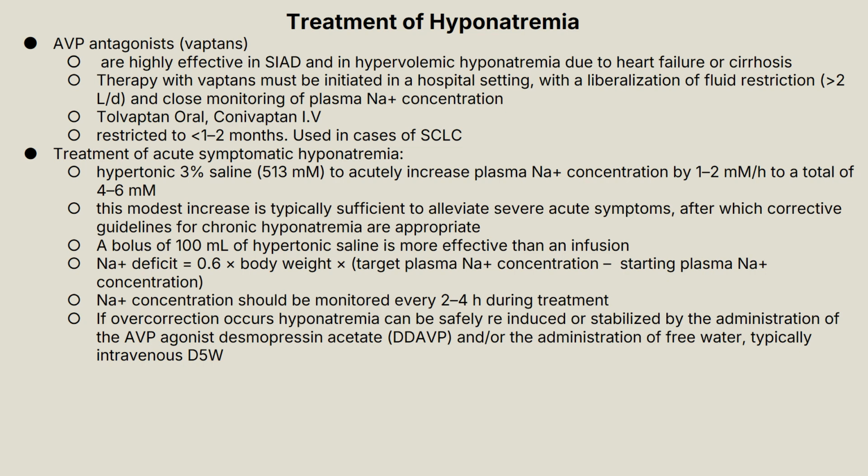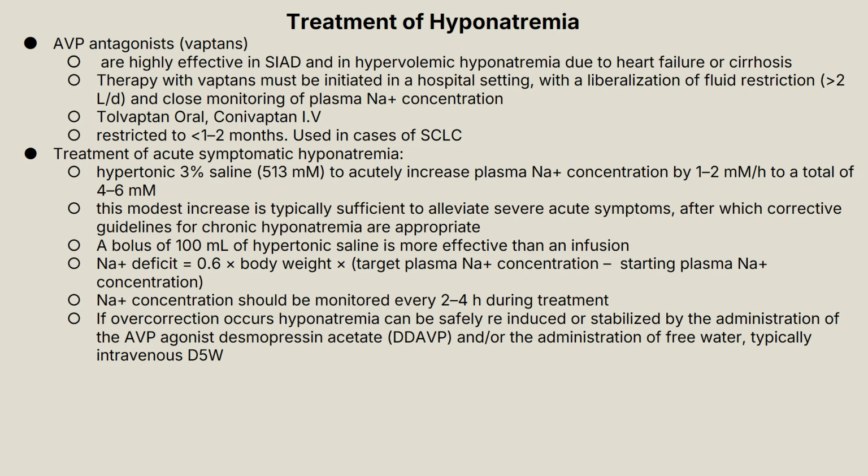Treatment of symptomatic hyponatremia. In acute symptomatic hyponatremia, we start with hypertonic 3% saline, which has 513 millimoles per liter, to acutely increase plasma sodium concentration by 1 to 2 millimoles per hour to a total of 4 to 6 millimoles. This modest increase is typically sufficient to alleviate severe acute symptoms, after which corrective guidelines for chronic hyponatremia are appropriate. A bolus of 100 ml of hypertonic saline is more effective than an infusion.